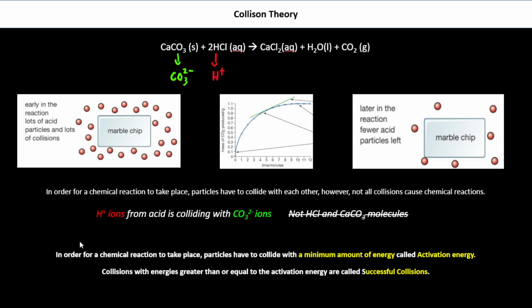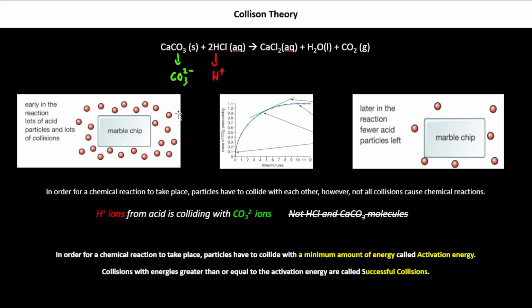Okay? So in order for a chemical reaction to take place, now the particles have to collide with a minimum amount of energy called the activation energy. Now if it is not the activation energy, a chemical reaction will not take place. They will just be bouncing around each other. So collisions which have energies greater than or equal to the activation energy are what we call successful collisions. Okay, so let's try to take a look at the graph here as well.